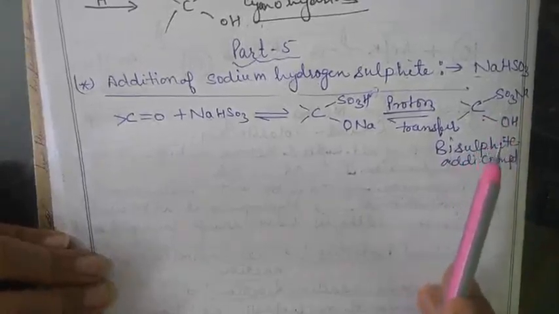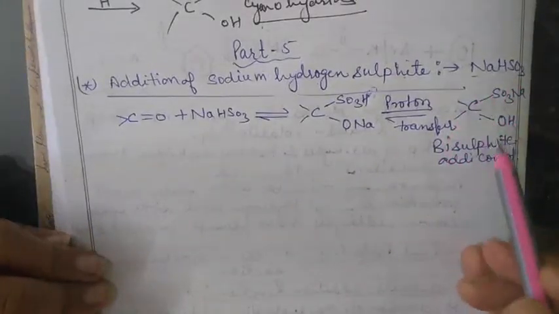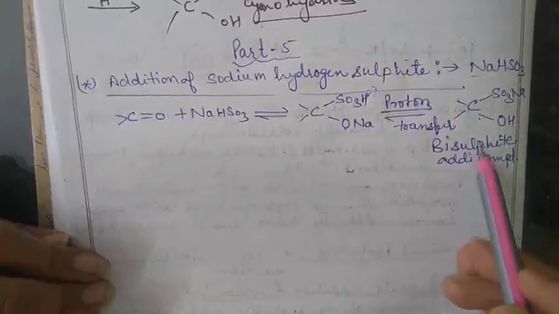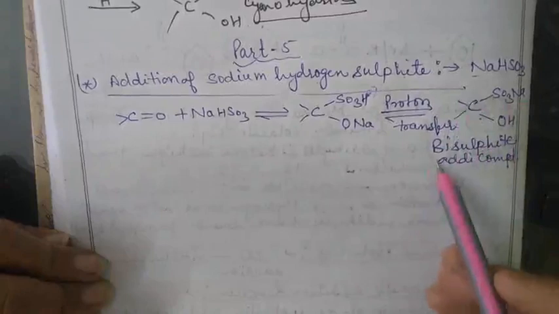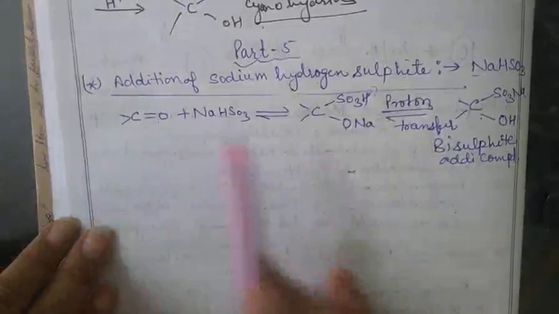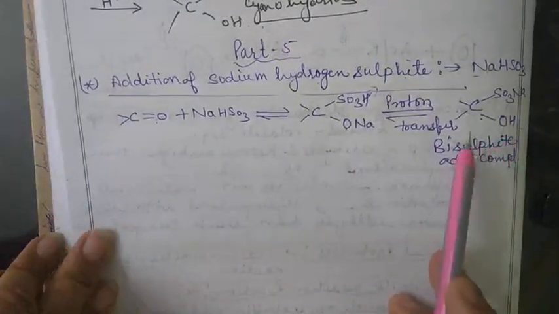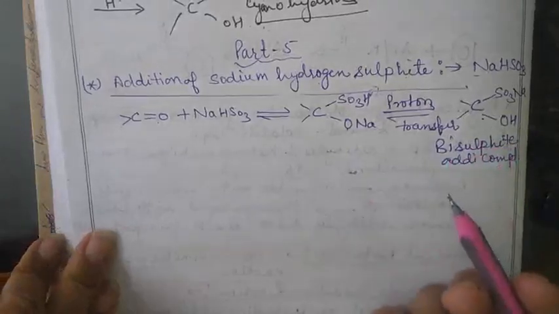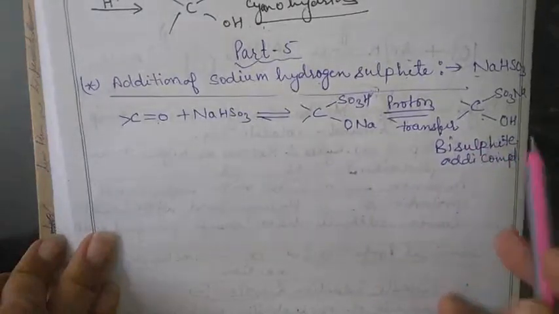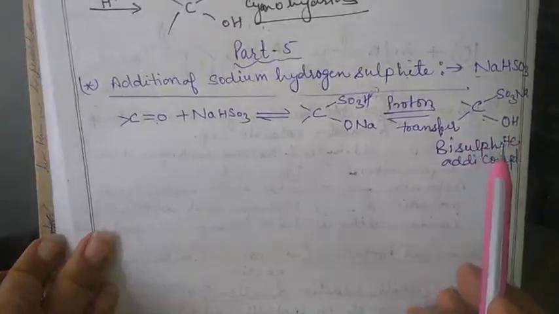This bisulfite addition compound is soluble in water and it can be converted back to the original carbonyl compound when it is treated with dilute mineral acids or with alkalis. Alkali means NaOH or KOH. Therefore these are useful for the separation and purification of the aldehyde.